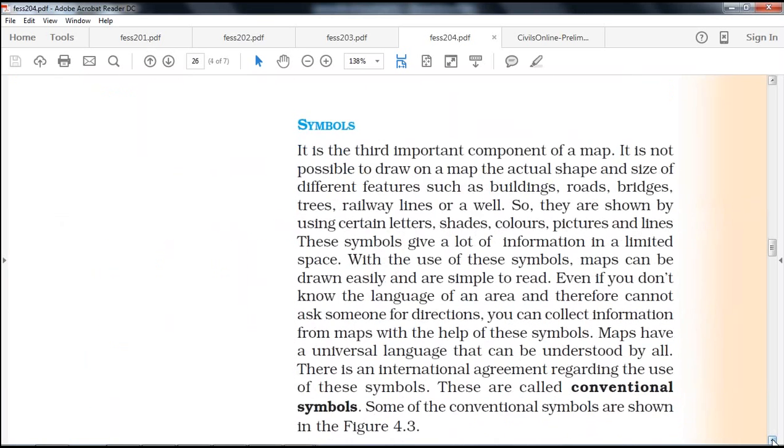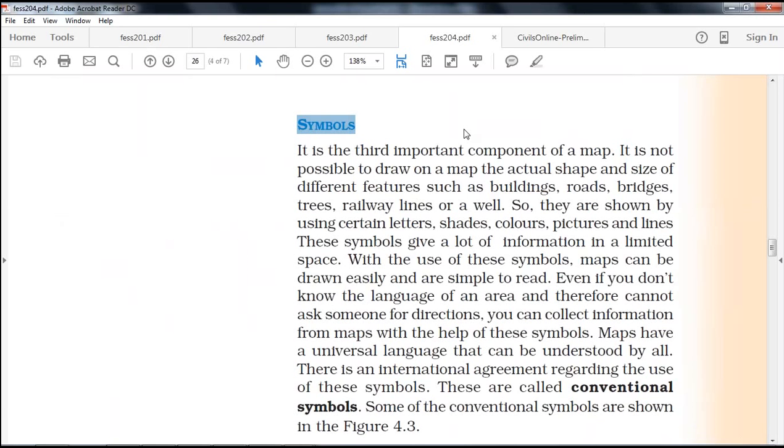The third important feature of a map is symbols. Apart from a particular place and scale, we want to know what features are located on the map. For representing real objects on the imaginary map, we need some standard symbols so that we can easily identify such things.